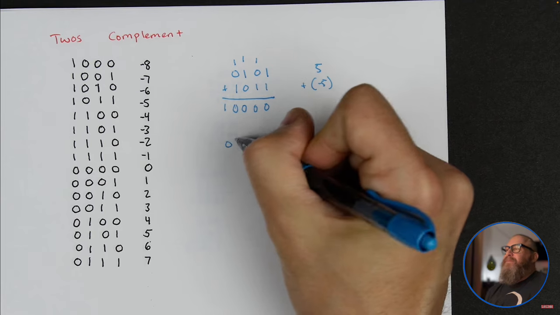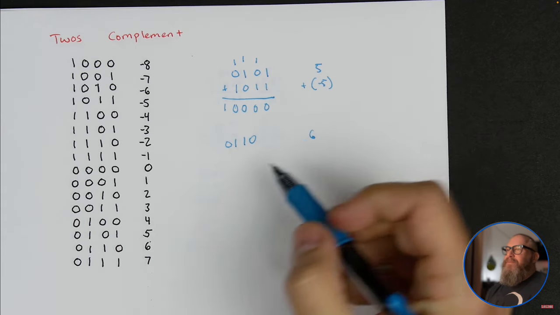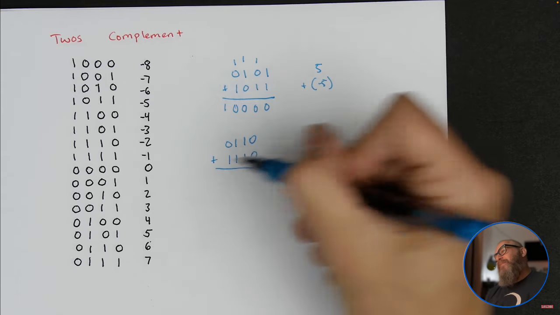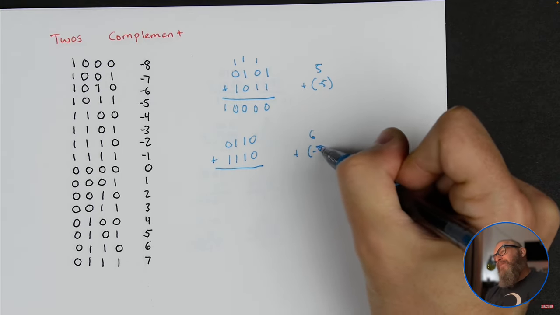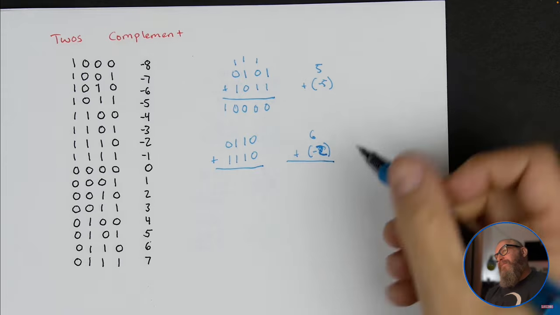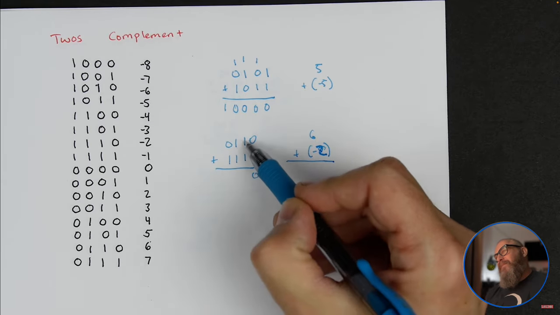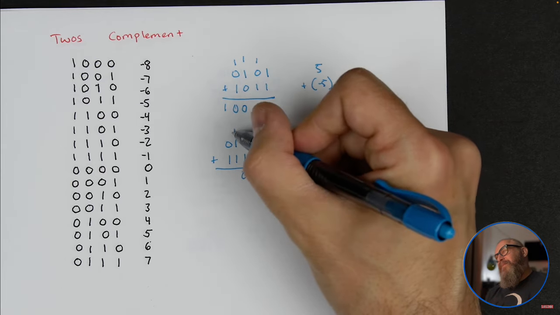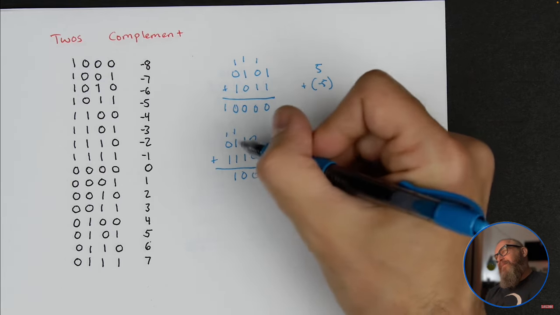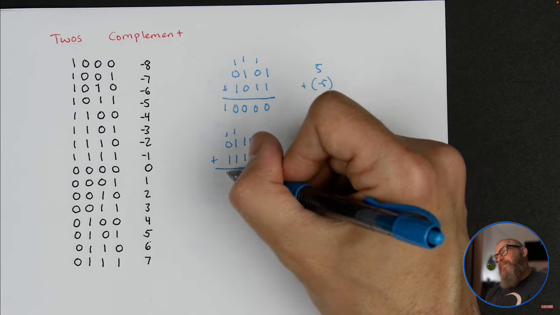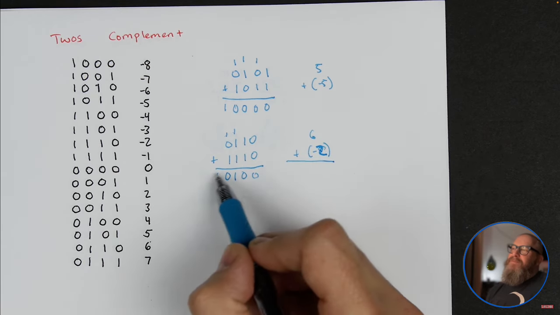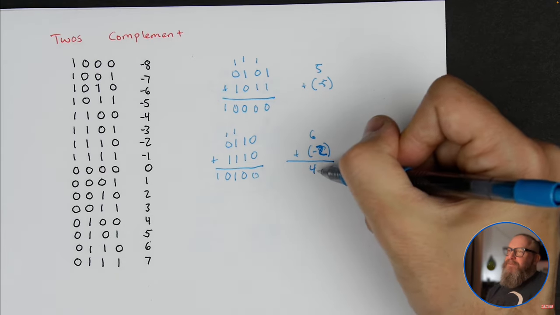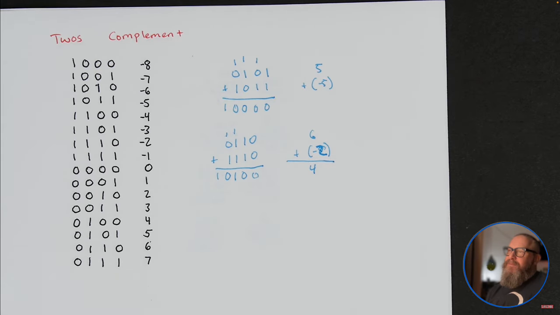So let's try six minus two. Six is 0, 1, 1, 0. And a minus two is 1, 1, 1, 0. If we add these together, adding our negative two, 0 plus 0 is 0. 1 plus 1 is 2, so we'll put a zero and carry the one. 1 plus 1 plus 1 is 3, so it's a one and a carry one. And 1 plus 1 is 2, so 0 and carry a 1. Again, we ignore that fifth bit there. And so 0, 1, 0, 0 is 4. And sure enough, 6 minus 2 should equal 4. So this two's complement works pretty well.